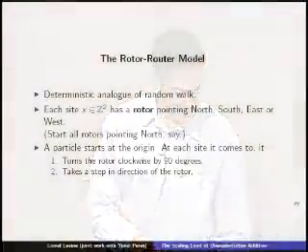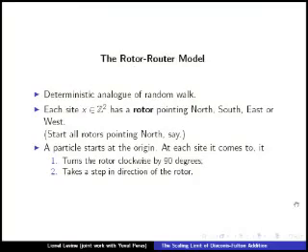So the way this model works, I'll describe it in Z^2. At each site in Z^2, you have a rotor, which is just an arrow pointing to one of the 4 neighboring sites. You start a particle at the origin, and when it comes to a site, it does 2 things. It first rotates the rotor clockwise by 90 degrees, and then it takes a step in the direction of that rotor.